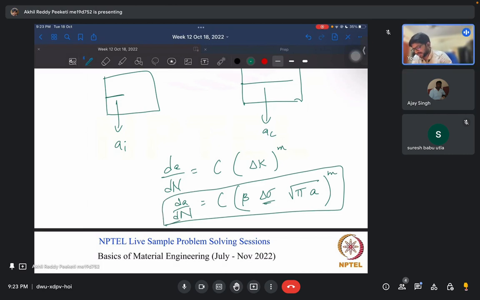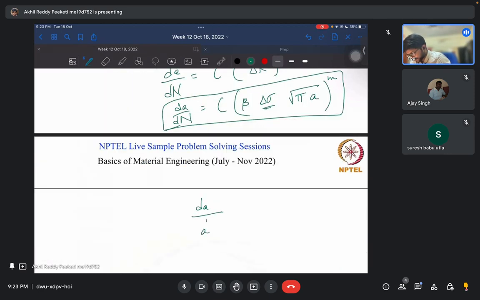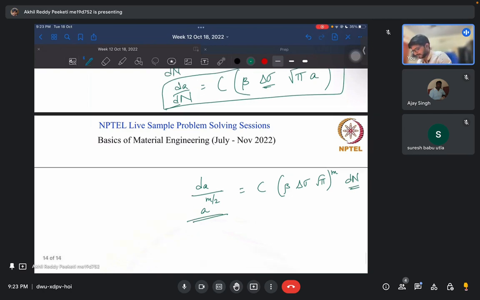So dA you can now write as a to the power m by 2, and then C (beta delta sigma root pi) to the power m, into dN. I brought a to this side and everything else to the other side. We can integrate this, and we can get the total N you need for the crack to reach its critical length. But we don't know those limits. If you integrate from a_i to a_c, we don't know this critical crack length. So first we will estimate that critical crack length.